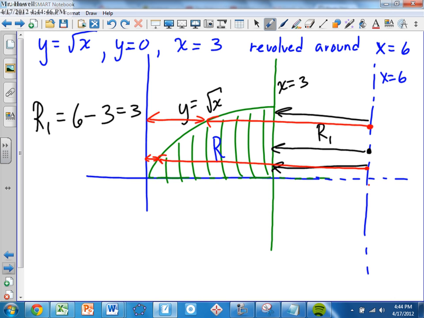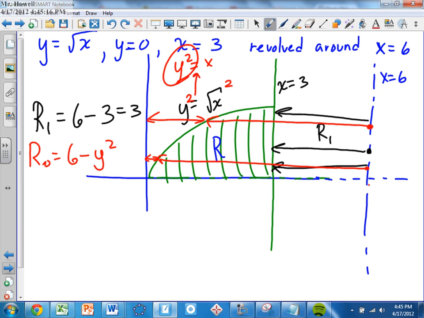Now, the tough part is I want to say it's radical x, right? You said because it's y. Yeah, we're running this way, guys, so we have to solve for y. So y squared is equal to x. If I square this side, you get x equals y squared. So when I'm revolving this way now, I have to think that this is 6 minus whatever this is, which is y squared. So the outer radius is 6 minus y squared.